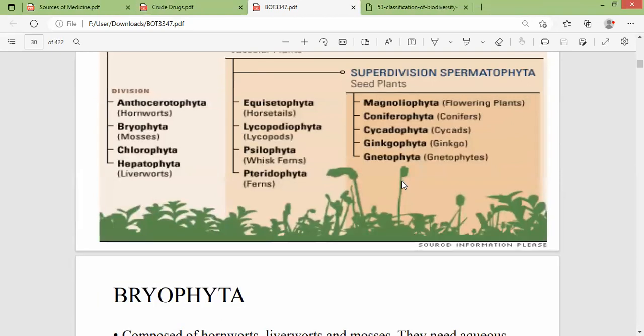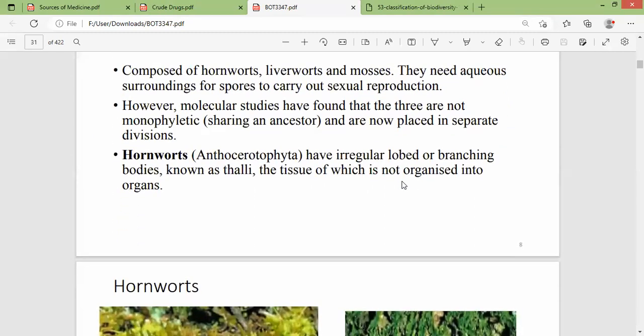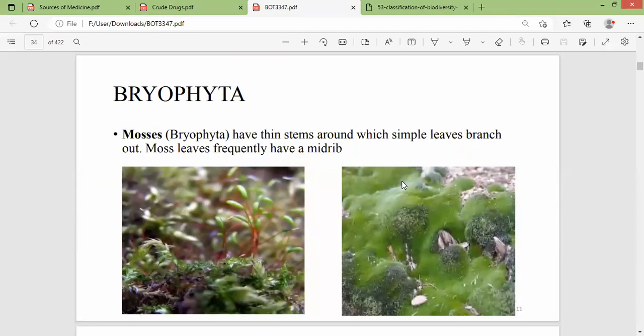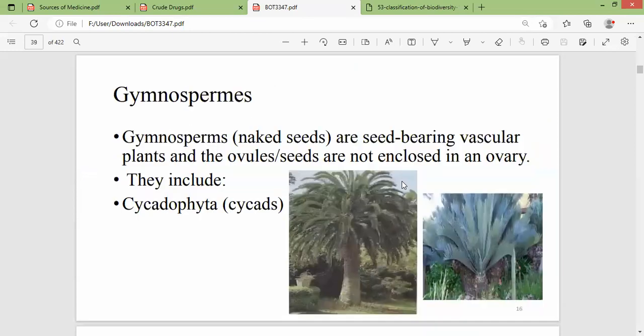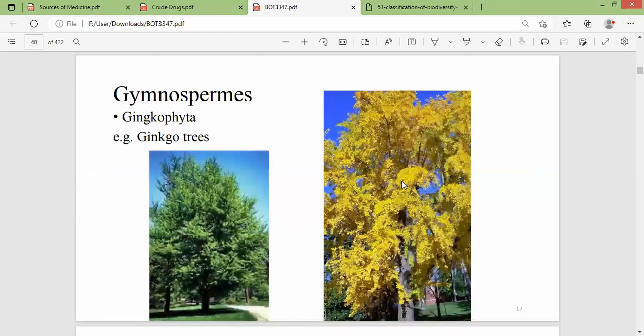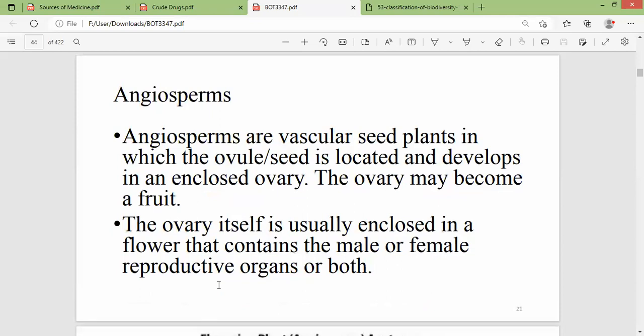So after that, we'll just be seeing examples. So bryophyta, we already said here is where we have our mosses. Pteridophyta, here is where we have our ferns. Gymnosperms, we said here is the coniferous plants. We do not consider gymnosperms as true flowering. Angiosperms, this is the largest group. It's the most important source of food for us, for the birds, for everyone. In addition, it's an important source of pharmaceuticals. So angiosperms is the main one. Angiosperms is what we depend on.